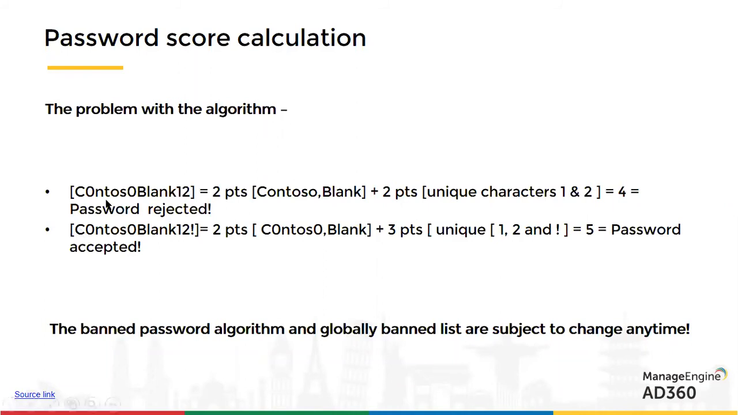So here's the problem with it. Contoso and blank are banned passwords, so that's 2 points. 1 and 2 are unique characters, so that's 2 points. Total is 4, password rejected, right? But if we simply add another character, an exclamation mark in this case, that's 2 points for the 2 banned passwords, and 3 points, as you can see, for 3 unique characters, which is equal to 5, password accepted, right?